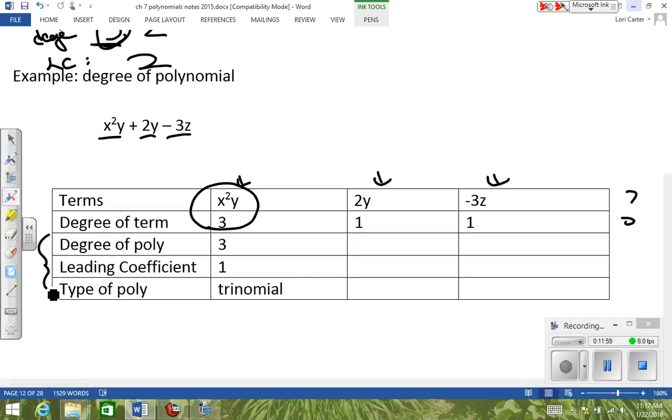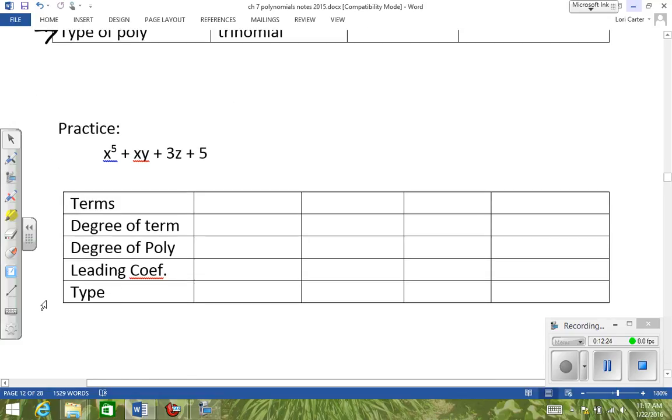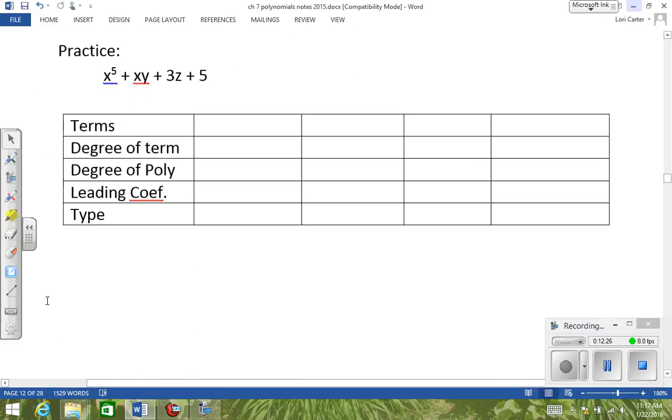Okay, so when we do this, the degree of the poly is 3, because that's the highest one I have. What's the leading coefficient? 1, because that's the number in front here. Do I care about the other 2 terms? Not really. But for the type of poly, I have to know how many terms I have. Trinomial. Okay, your turn.